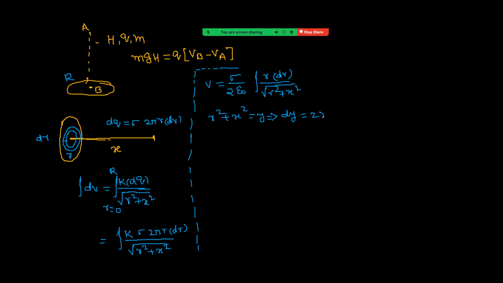dy equal to 2r into dr. Okay? So in place of r dr, I can substitute dy by 2. Then that becomes V equal to sigma by 2 epsilon naught integral. In place of that, I have taken dy by 2 by root y. Now see here what we get. This is y power minus 1 by 2, right? Sigma by 2 epsilon naught integral. I can take 1 by 2 also outside. Integral dy by root y. So it is y power minus 1 by 2, right?